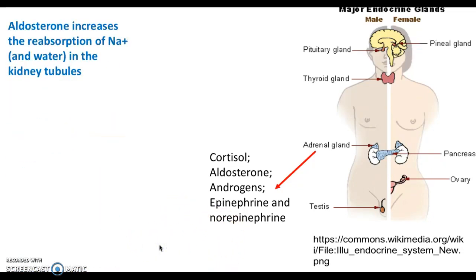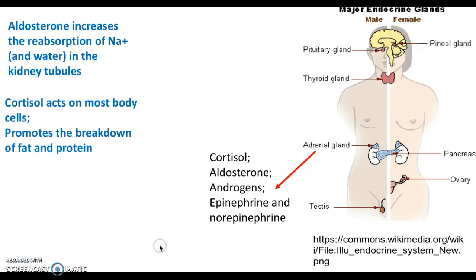So we start with aldosterone. Aldosterone acts to increase the reabsorption of sodium, and thereby water, in the kidney tubules. We talk about aldosterone quite a bit in the cardiovascular system as a hormone that increases blood pressure and helps to regulate blood pressure. Aldosterone comes from a particular region of the adrenal cortex that I'll identify in just a second.